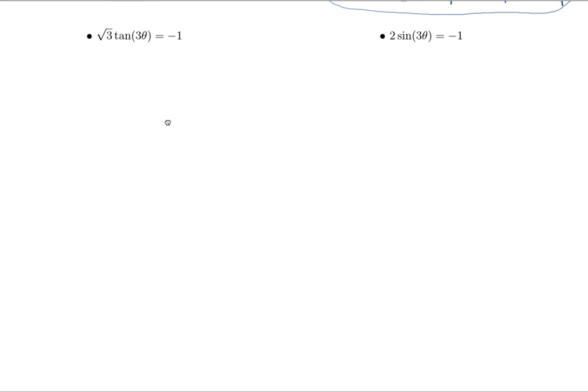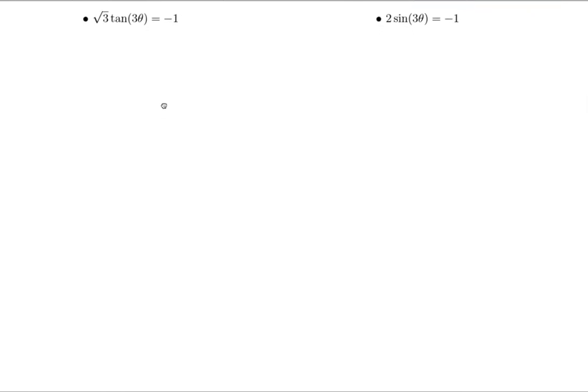All right, so now taking a look at these 2 here. Let's look at the tangent first. So first of all, we want that tangent to be by itself, right? So we'll divide both sides by the square root of 3. So the tangent of 3 theta is equal to -1 over the square root of 3.